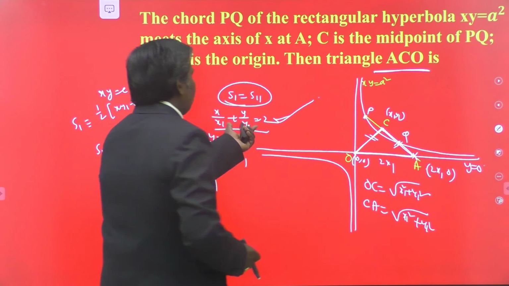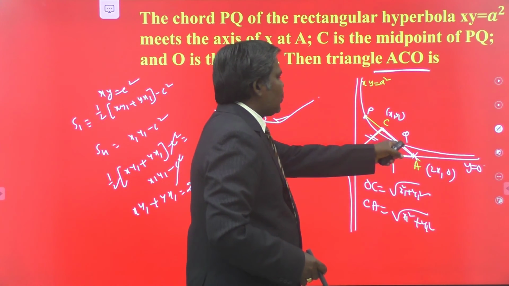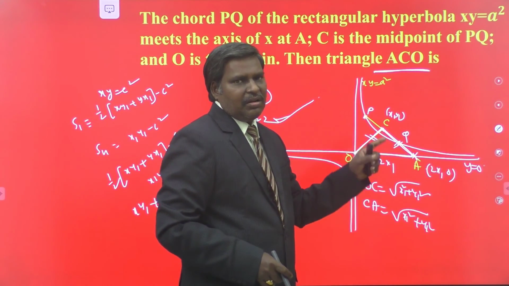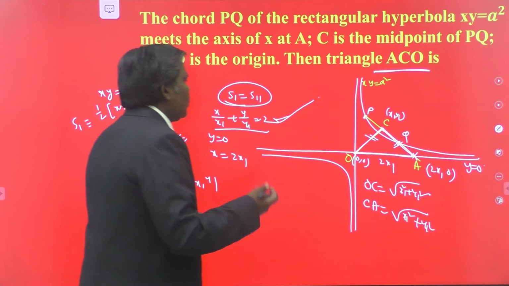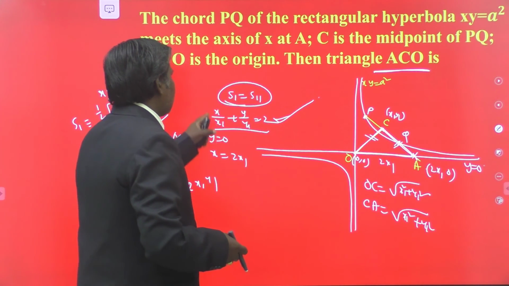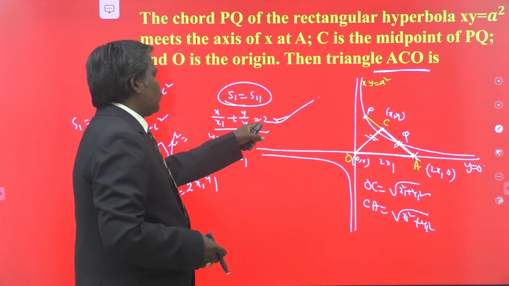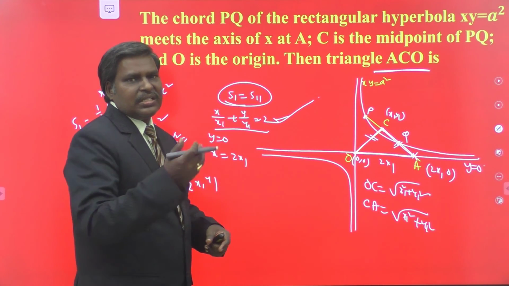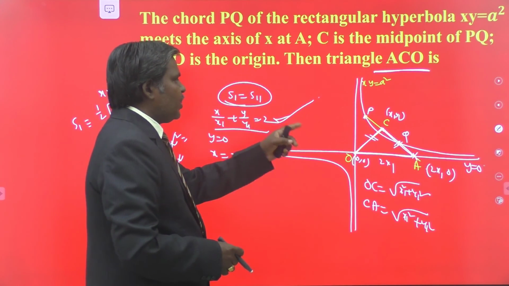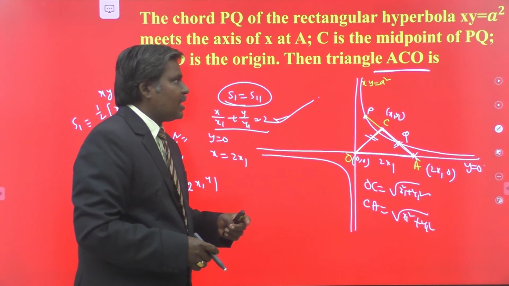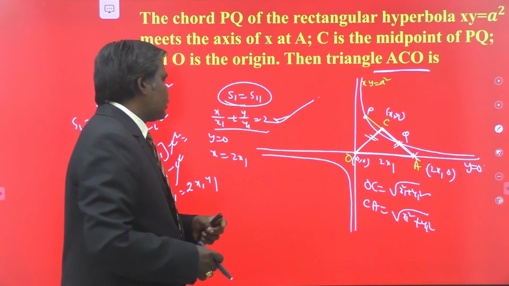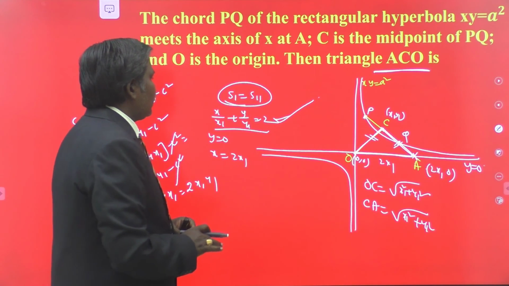With the help of this equation, we can write the equation of the line joining x2 y2 and x3 y3. That chord equation is also already derived: x by (x2 plus x3) plus y by (y2 plus y3) equals 1 is the equation of the chord joining x2 y2 and x3 y3 on your rectangular hyperbola xy equals c square. So in this manner we can crack this one.